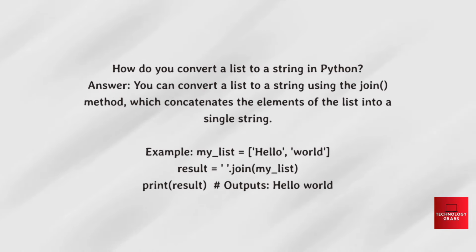How do you convert a list to a string in Python? Answer: you can convert a list to a string using the join method, which concatenates the elements of the list into a single string. Example: my_list = ["hello", "world"]; result = " ".join(my_list); print(result) outputs "hello world".